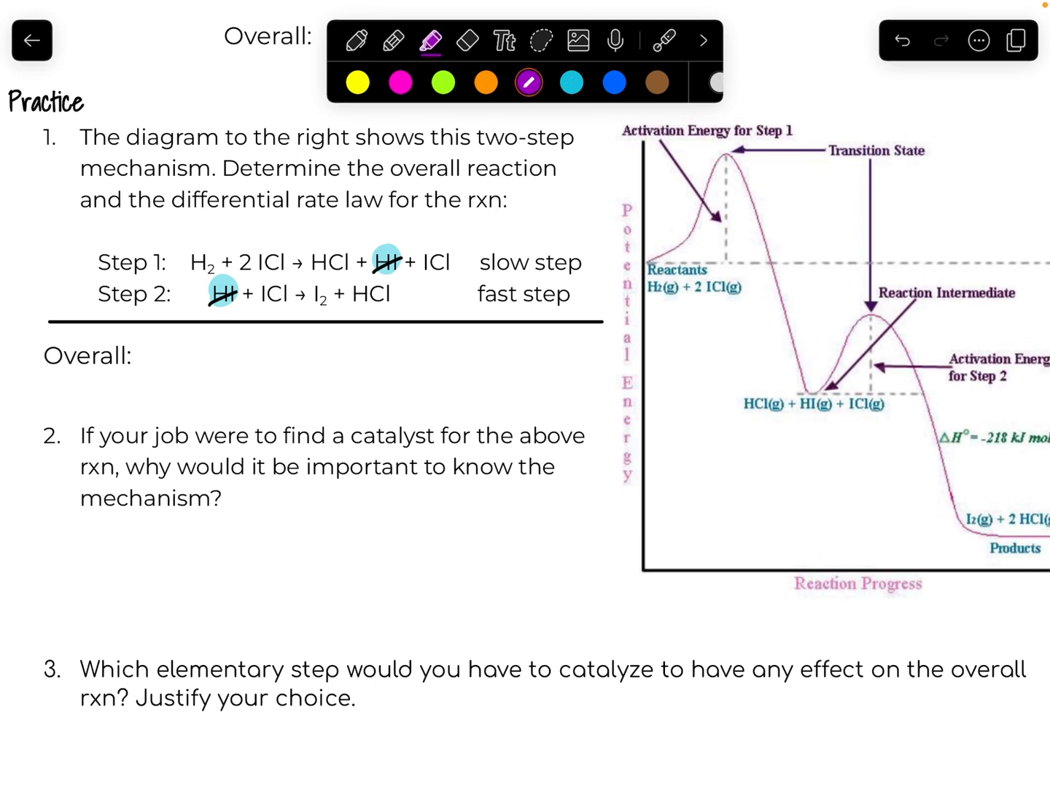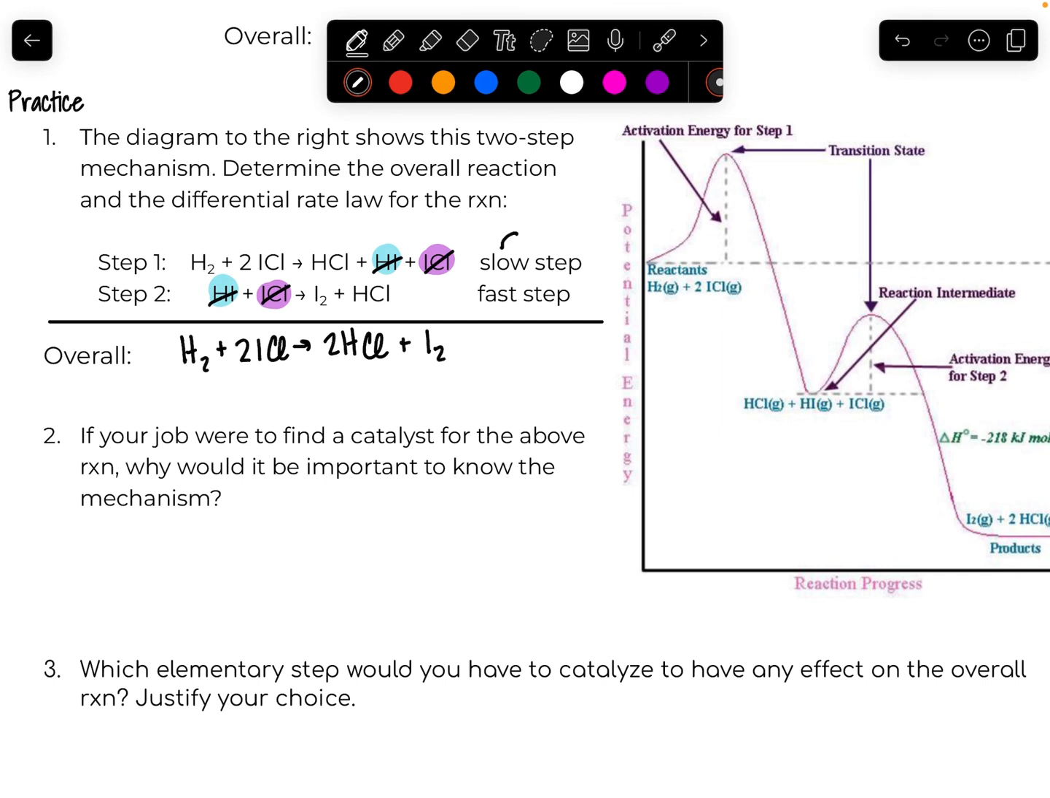ICl, produced in this step and consumed in the next step. So I'm going to get rid of that too. And then everything else I believe is as is, so I'm just going to add straight down. So overall, I've got hydrogen, I've got 2 ICl's. I'm sorry I didn't loop-de-loop that Cl, I feel like I should have. This is producing 2 HCl's and 1 I2. So there's my overall reaction here.